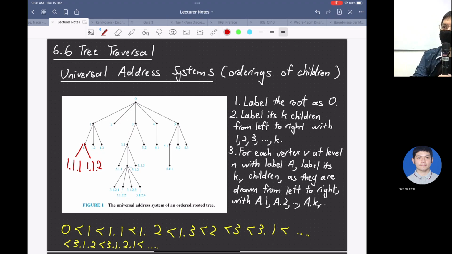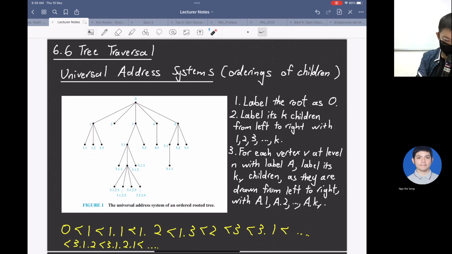Make sense? Okay. So, how do we go through the order? We will put 0 first. Okay, 0 first, and then 1 is greater than 0, and then 1.1 is greater than 0, and then if you have 1.1.1, it is greater than 1.1, and only then you keep going to the left.